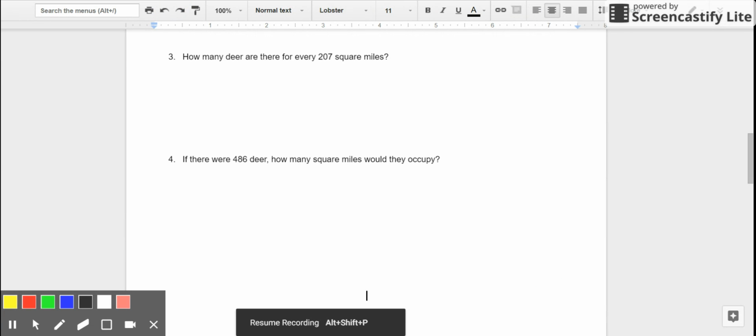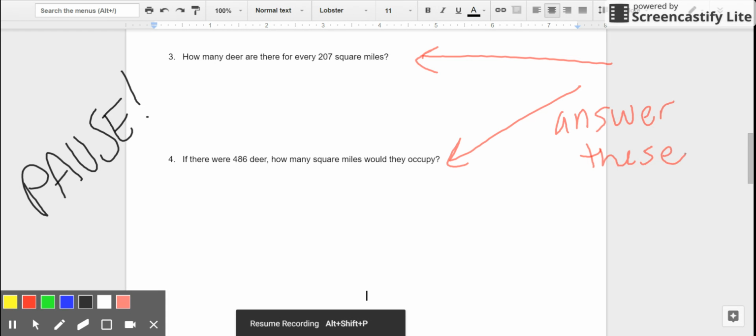Let's take a look at number 3 and 4. How many deer are there for every 207 square miles? And 4, if there were 486 deer, how many square miles would they occupy? Pause the video right now and answer these 2 questions on your own. When you're done, resume the video so you can check your answers, but please try them on your own first.